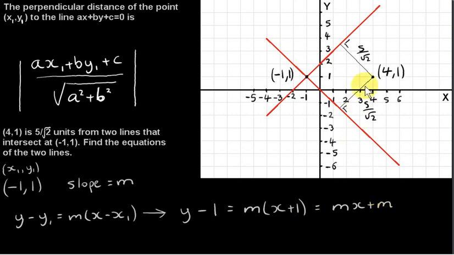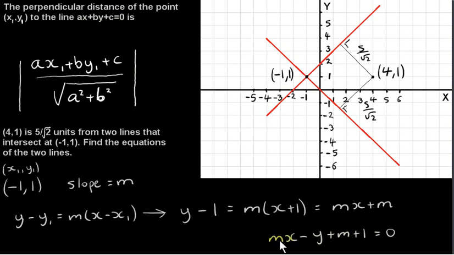Now, we want the distance of the point 4,1 to the line. So we need to write the equation of the line in the form ax plus by plus c equals 0. So we'll have to bring over everything, y minus 1, to one side. We'll have to write our equation like this: mx minus y plus m plus 1 equals 0. Now this line is in the correct form.